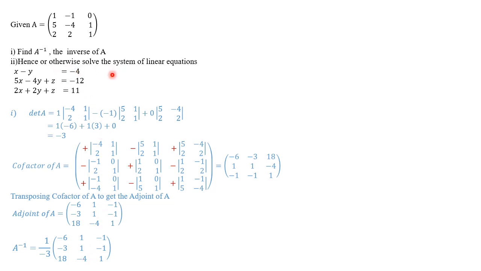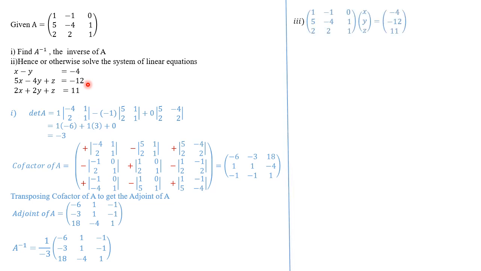So the hence part means we are using the results that we have here to find the values of x, y, and z, right? So now we express our system of linear equations in matrix form, right? Then we let this one be A, and we multiply both sides with the inverse of A. So A times its inverse is the identity matrix.